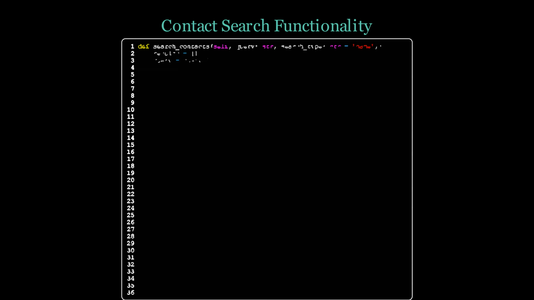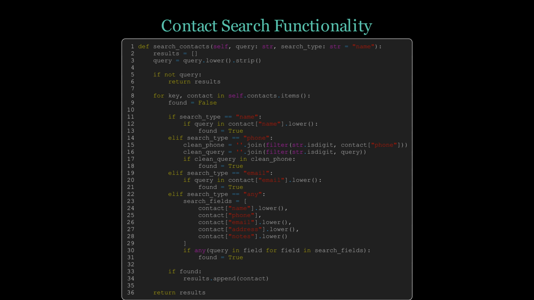Search functionality is crucial for any contact book. Let's implement flexible search options. Our search system supports multiple search types, by name, phone, email, or across all fields. It handles phone number formatting differences and provides case-insensitive matching for flexible and user-friendly searches.